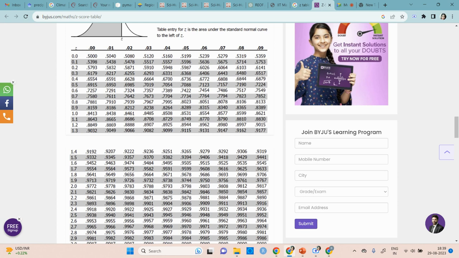If you have 1.3, then it will be 1 and then 0.3. So 1.3 will be this, and the value will be 0.8643. Is it visible to you, what I'm saying? Okay. So for z equal to 1, it will be 0.8413.